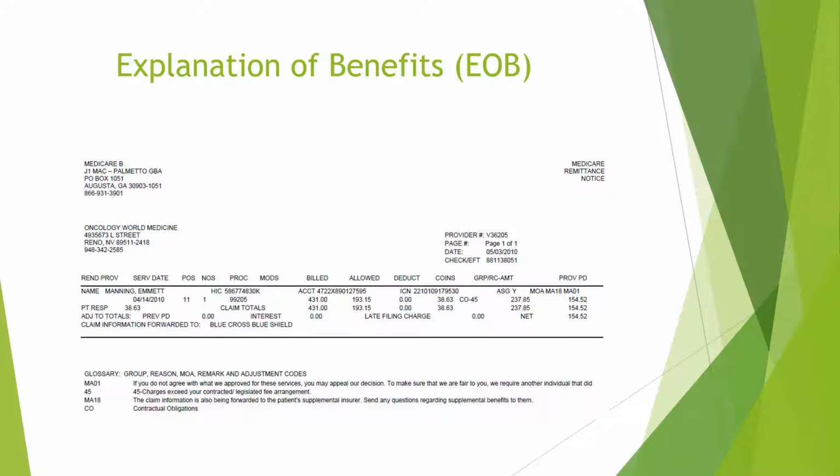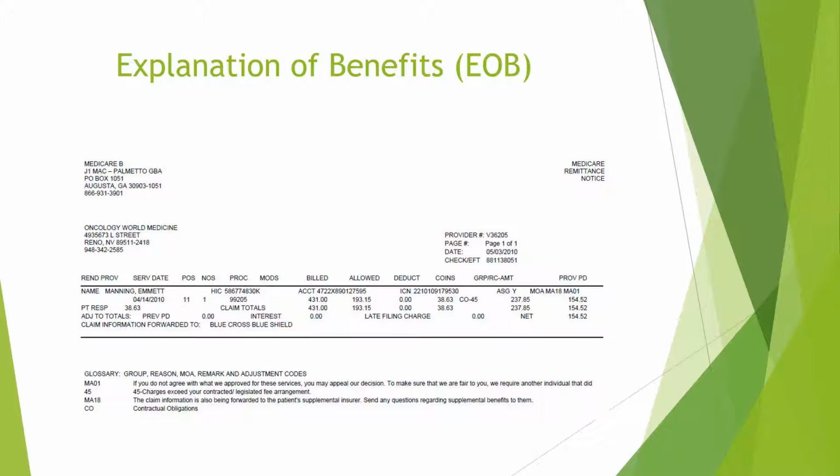So you got your MA18. The claim information is also being forwarded to the patient's supplemental insurer. So that's just telling you that the claim is being forwarded to the other insurance company. And then if you have any questions regarding the supplemental benefits, then you can send it to them.